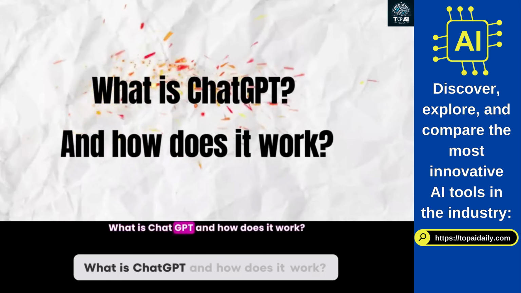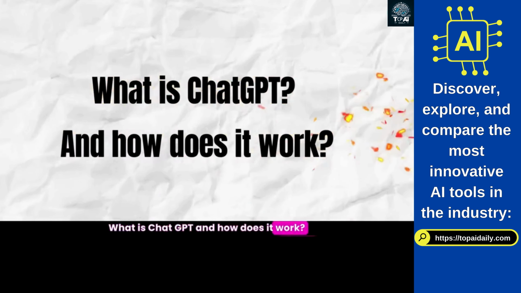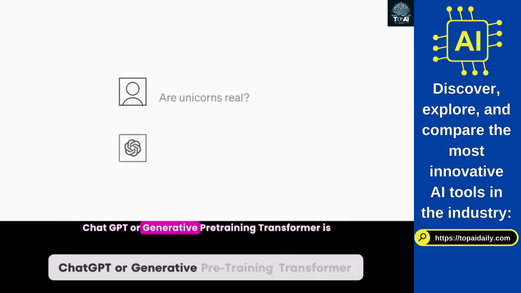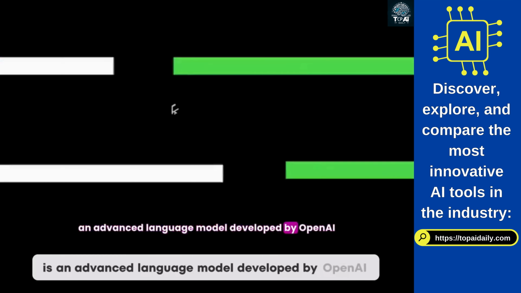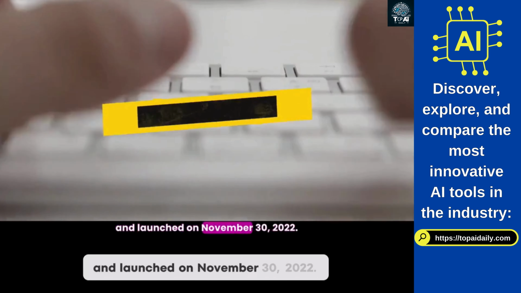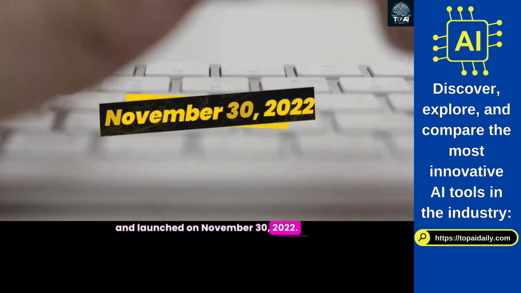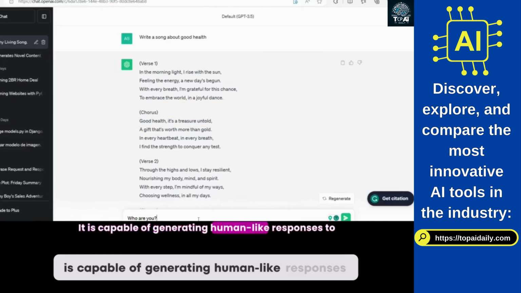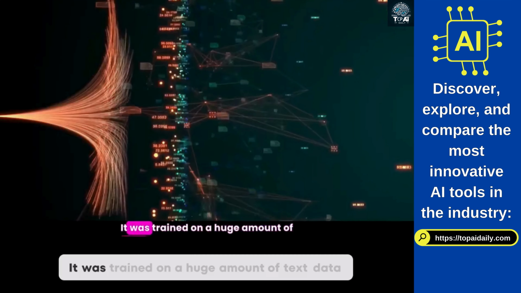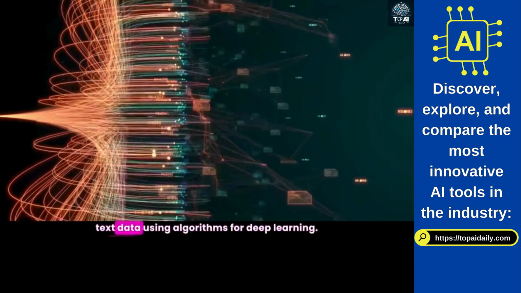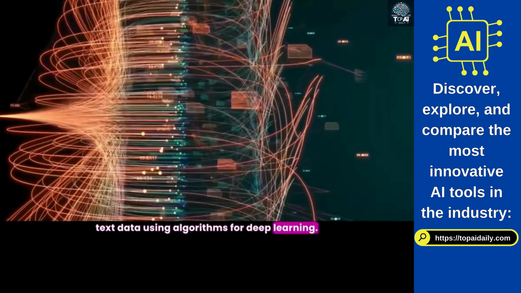What is ChatGPT and how does it work? ChatGPT, or Generative Pre-training Transformer, is an advanced language model developed by OpenAI and launched on November 30th, 2022. It is capable of generating human-like responses to a wide range of natural language queries. It was trained on a huge amount of text data using algorithms for deep learning.